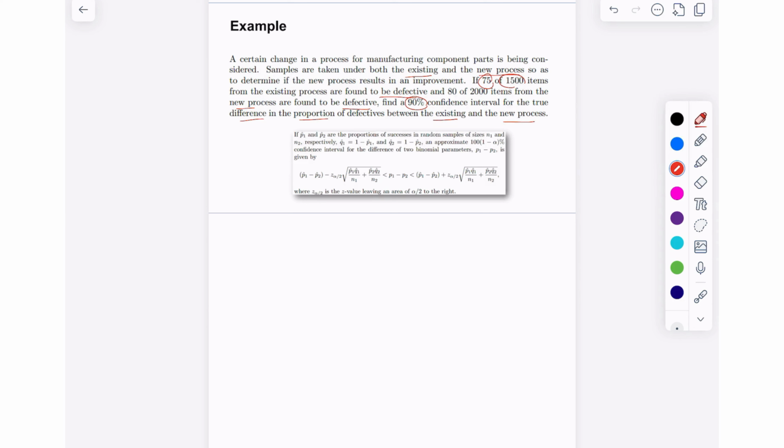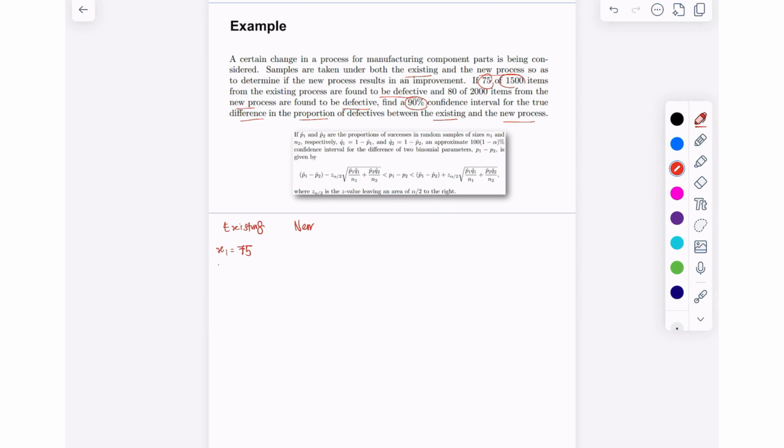So from this statement, okay, we can divide it into two. That is for the existing process and also the new process. Okay, for the existing process, we have 75. That is, X1 is 75.